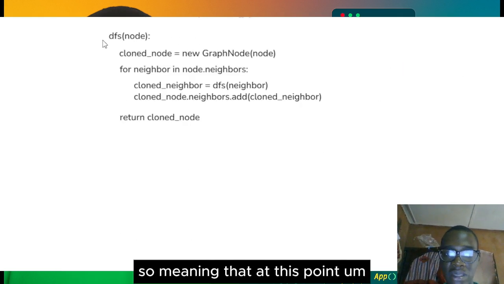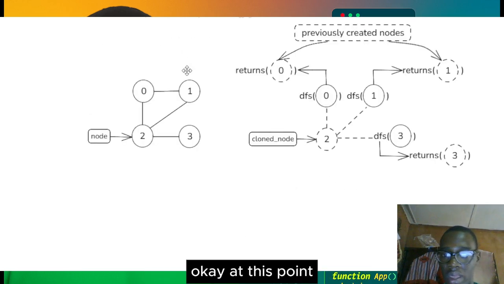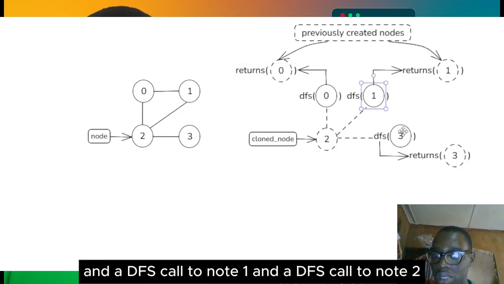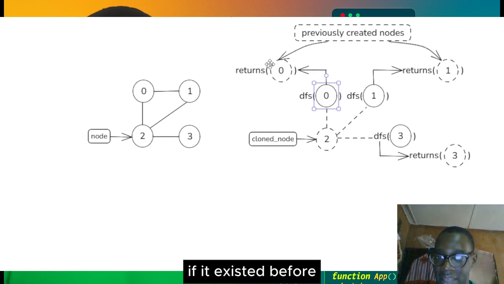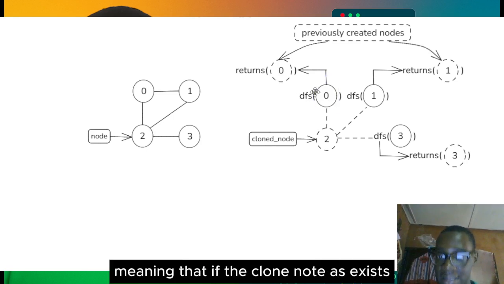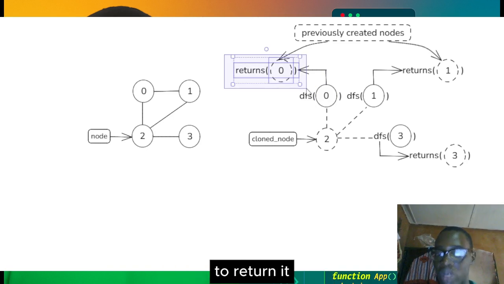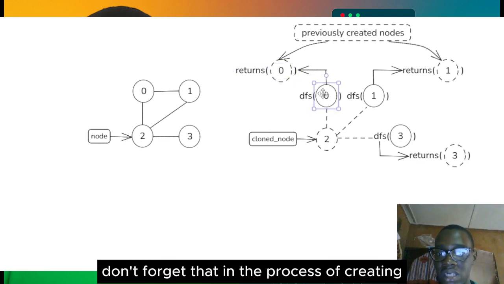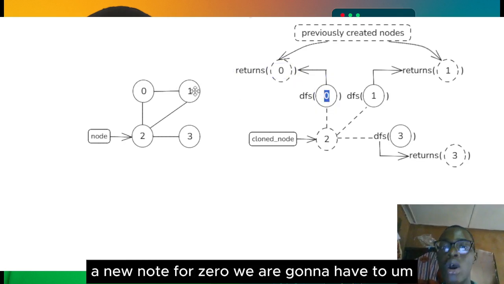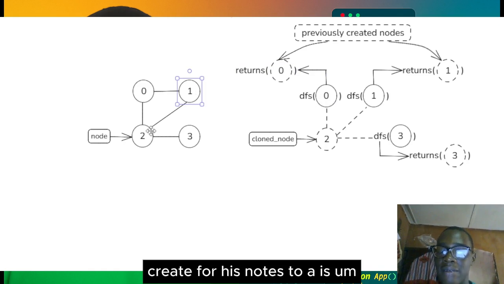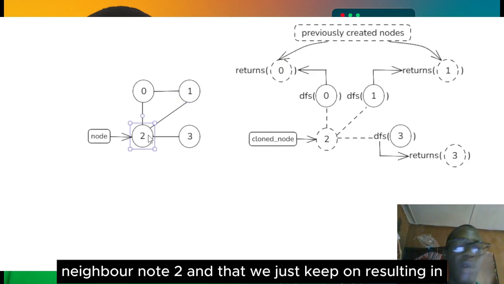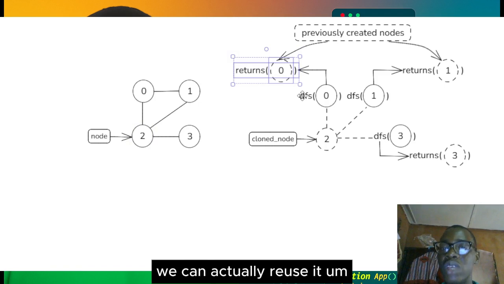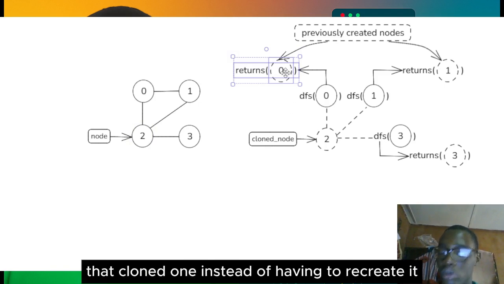So meaning that at this point, whereby we perform a DFS call to node 0, a DFS call to node 1, and a DFS call to node 2, if it existed before, meaning that if the clone node exists, we just have to return it, instead of creating a new clone node and continuing to create. Don't forget that in the process of creating a new node for 0, we are going to have to create its neighbor node 2, and that will just keep on resulting in an infinite loop. But because node 0 has been created, we can reuse that cloned one instead of recreating it.